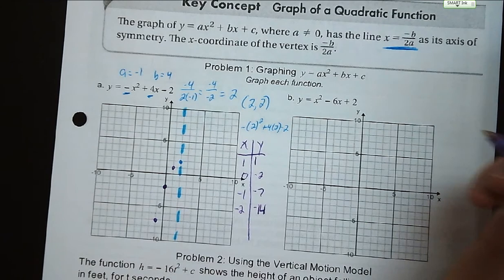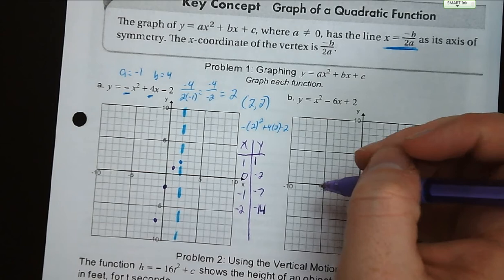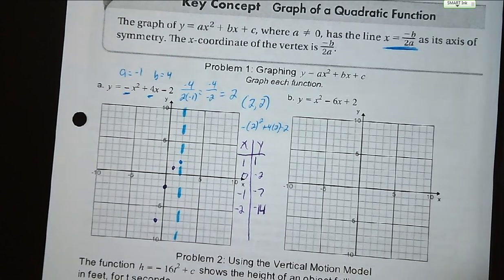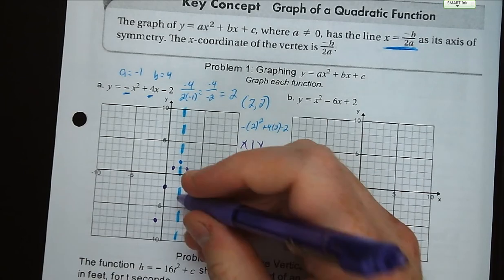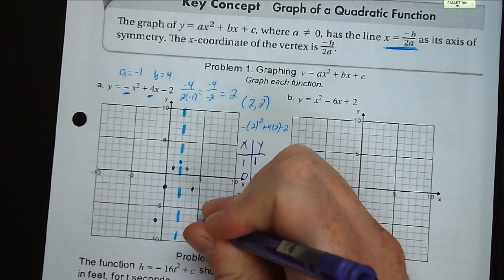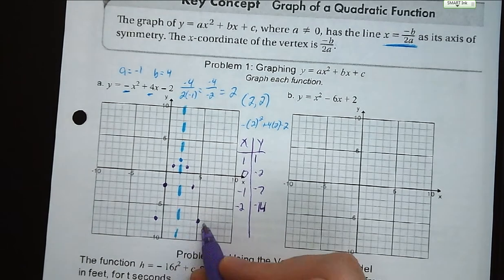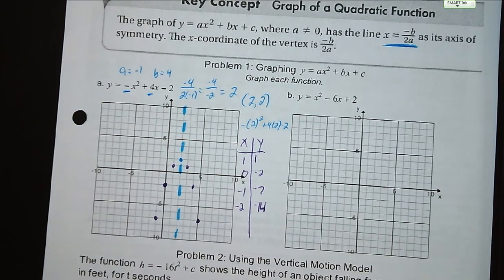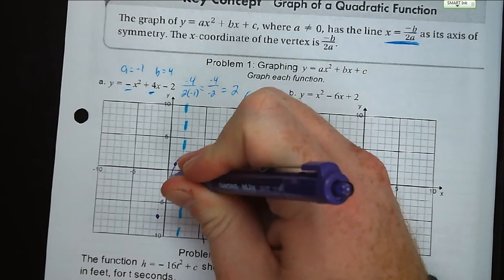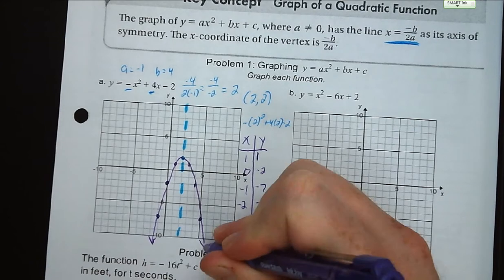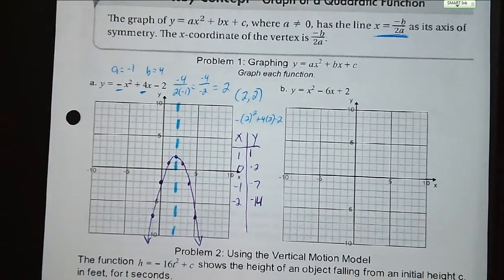Okay. And I know that my axis of symmetry represents the mirror line, so I just need to reflect these points across. If you remember your transformations from last year, reflecting, we're looking at how far away it is from our line of reflection, or our axis of symmetry. All right, so now we just need to draw in our curve, just like that. Arrows on the end because it is a line that's going off into infinity.